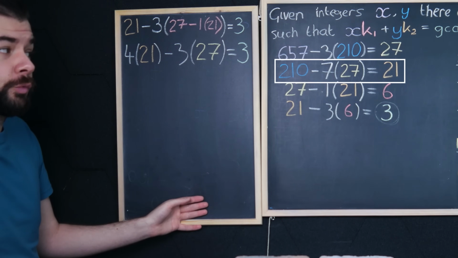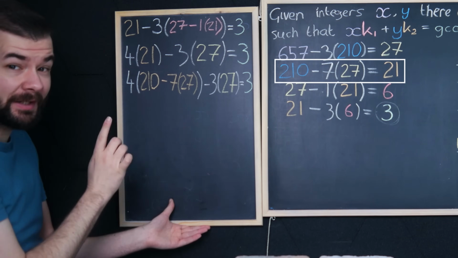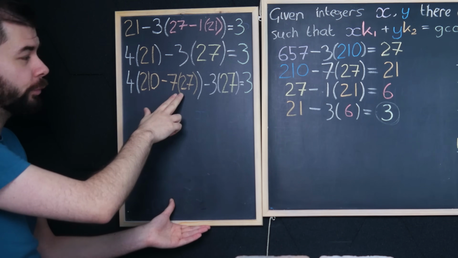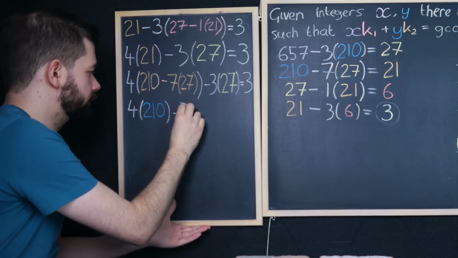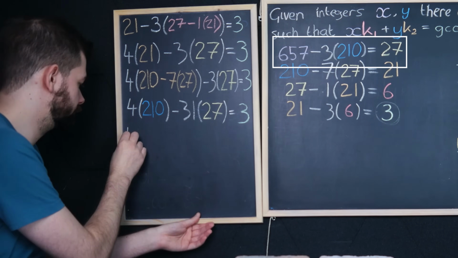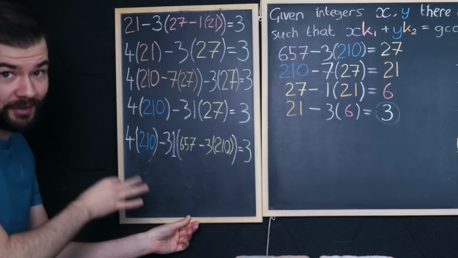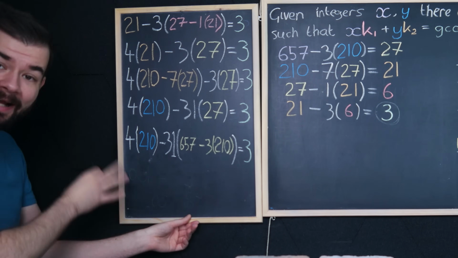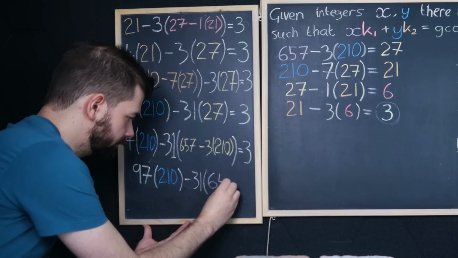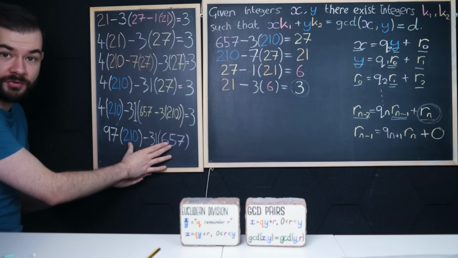But now we can replace 21 with 210 subtract 7 of 27. Expanding and simplifying, we essentially have 4 210s subtract 28 subtract 3 lots of 27, so that's subtract 31 27s. And finally, we can replace 27 with 657 subtract 3 lots of 210. So, expanding and simplifying this, we'll have 97 lots of 210 subtract 31 lots of 657. So we've done it. We've expressed 3 in terms of these two original numbers.